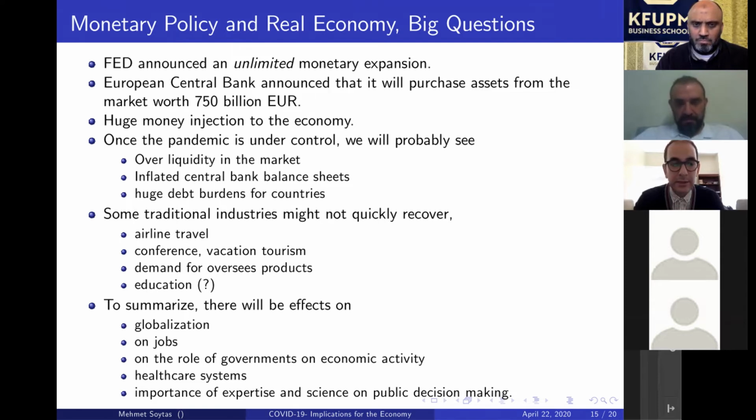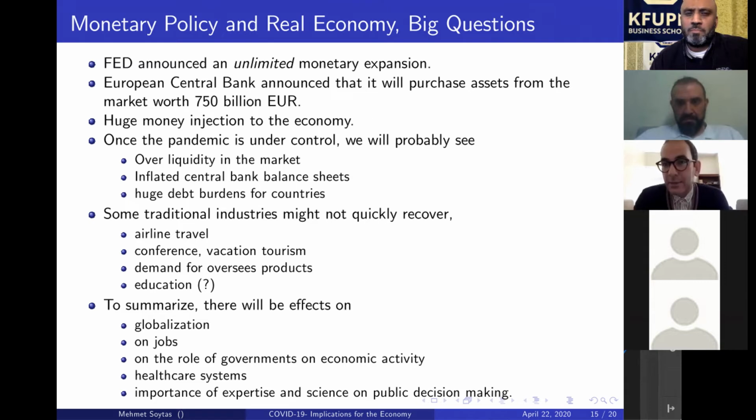Actually, there's a new book, which many of you, I'm sure, know, The Narrow Corridor by Daron Acemoglu from MIT. Basically, it emphasizes the role of governments in economic activity from a historical perspective, looking at how it developed during the last two centuries, and especially after World War II, and about that era.